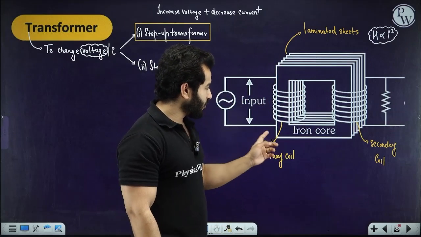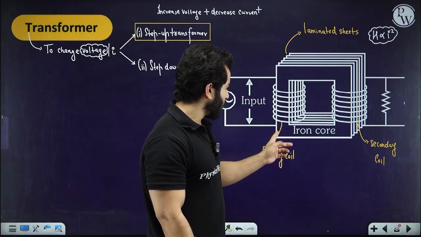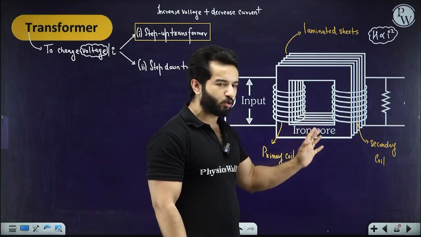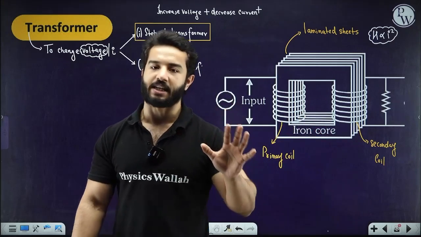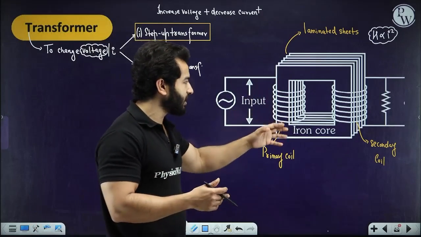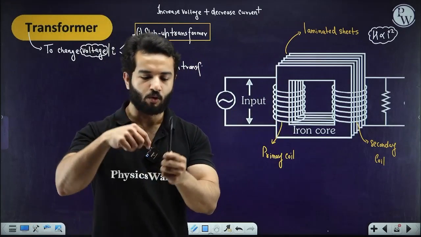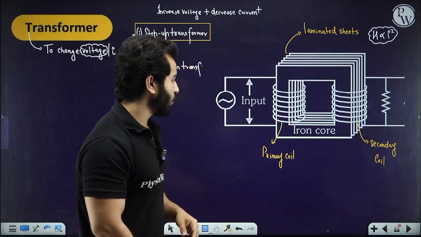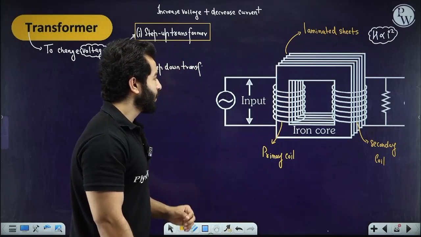And the purpose of winding these primary and secondary coils close to each other is so that there is no flux leakage, so that the coupling factor can be maximum. Generally, they are wound over a single core, right? So this is the case.